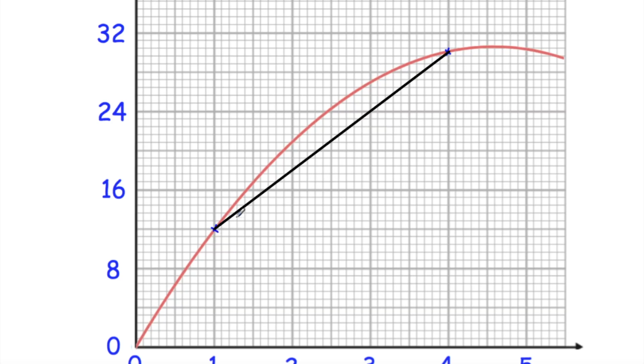Okay, so I've joined up those points with a chord, and I'm just going to write down the coordinates of those points. So this point is the point 1, so 1 across, and in terms of the height, it's halfway between 8 and 16, so that's going to be 12, because we're going to go 4 up and another 4 up, so that'll be 12.